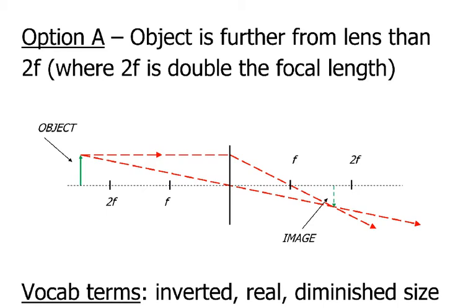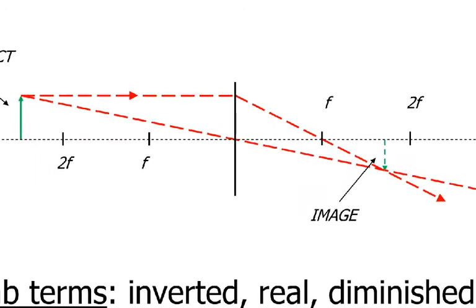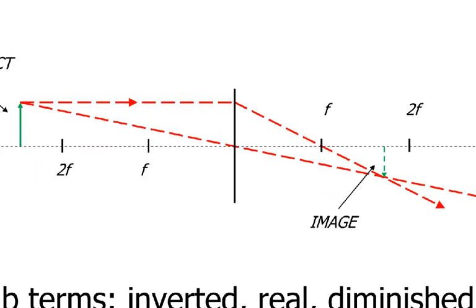The basic features of the image that we're going to talk about here are true for any object location that is further away than 2F. It could be really, really far away. The basic principle is still the same. Alright, so let's look at what happens here. If we draw in two of our special rays, ray number 1 and ray number 2, if you remember from the previous video, they're going to intersect right here. Where they intersect is where the image forms, and the intersection is the tip, and the base of the image is on the principal axis. So there you have it.